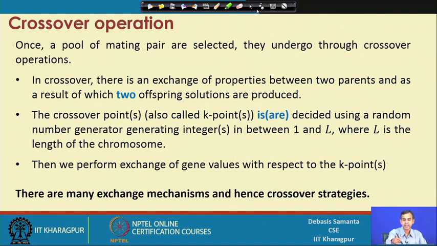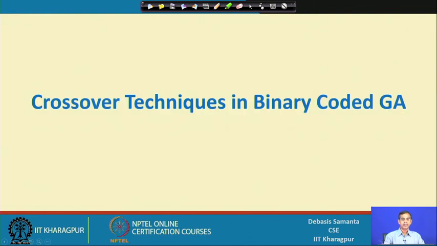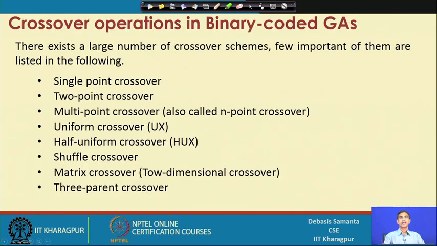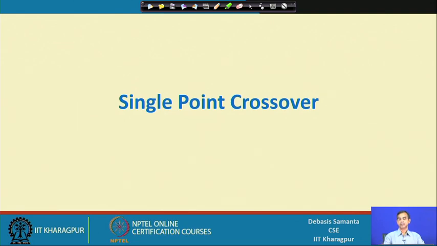This is the basic idea of crossover techniques, and now let us discuss crossover techniques in binary coded GA. In binary coded GA there are a number of crossover techniques; we have listed around 10. We will quickly discuss them one by one with examples. The first is the single point crossover technique.